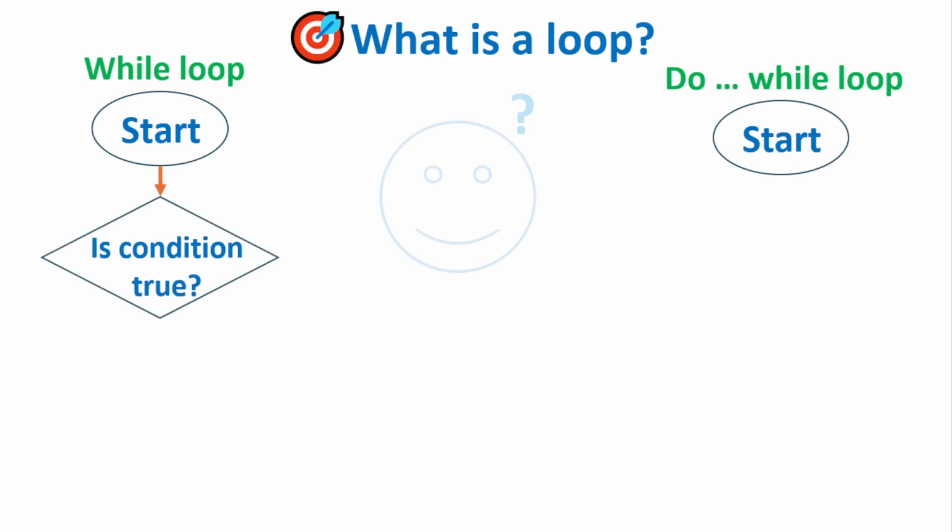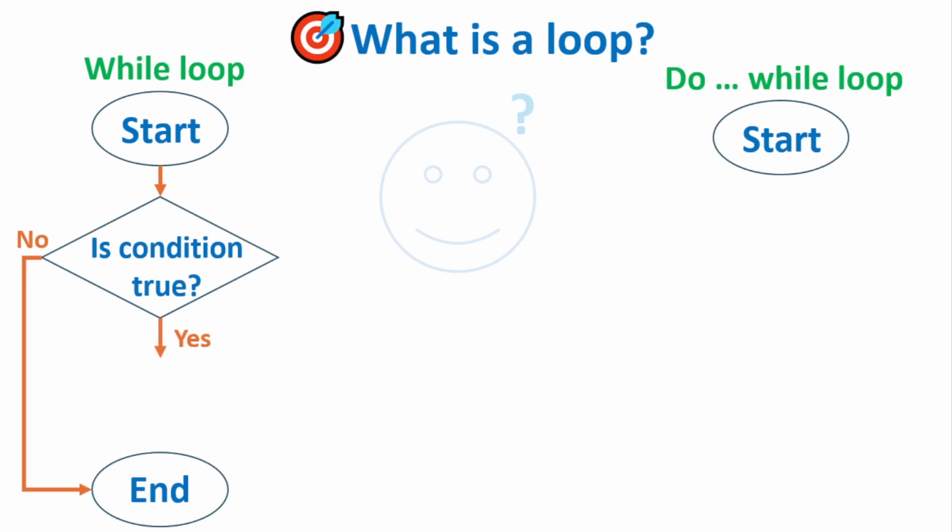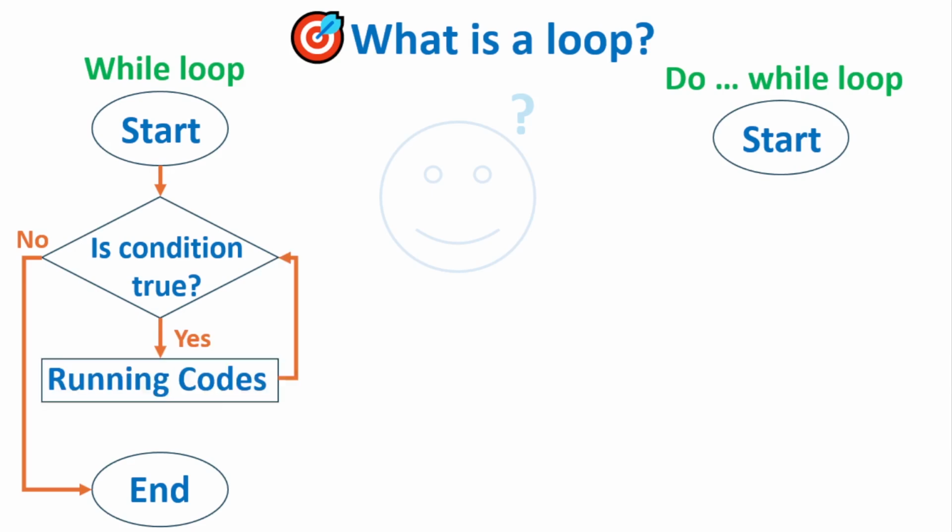In a while loop, the condition is evaluated first. If the condition is false, the loop ends right away and the code inside it is skipped. If the condition is true, the block of code inside the loop runs, and after that, the condition is checked again. This cycle repeats until the condition becomes false. Once that happens, the loop stops and the program continues with the next instructions after the loop.